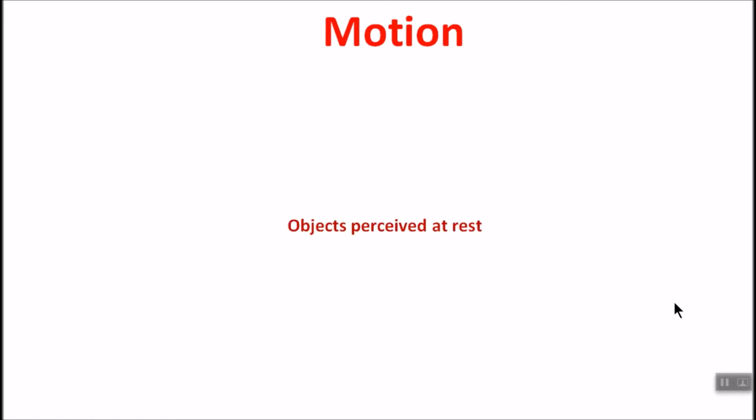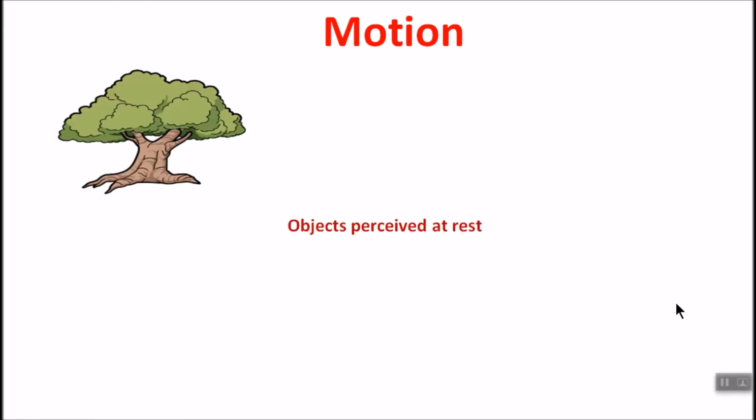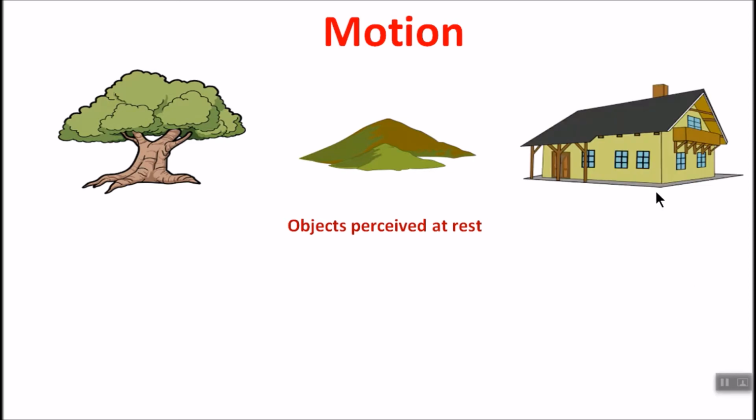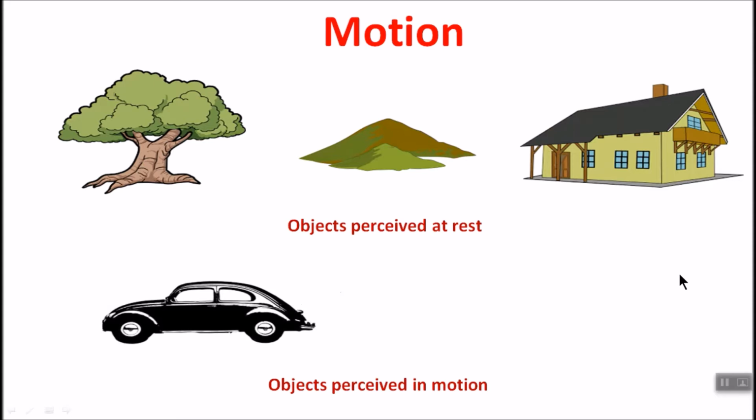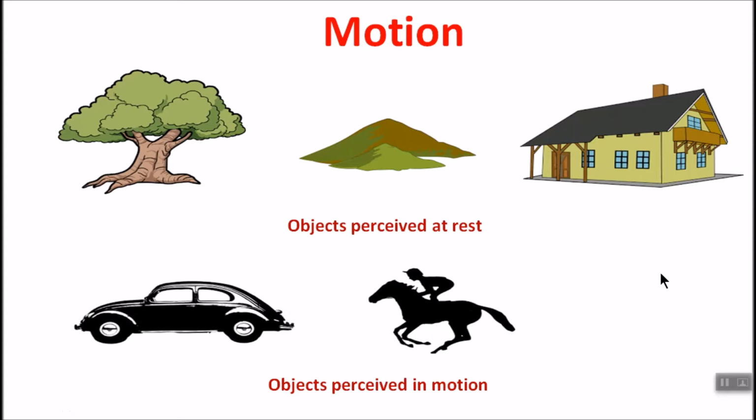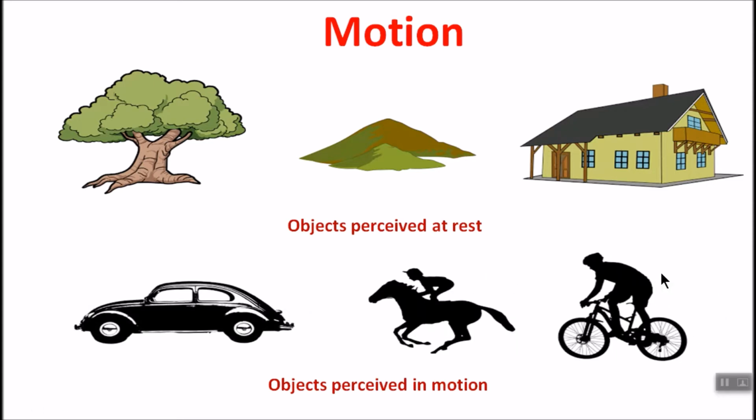Hello everybody. Today we will discuss motion in this lecture. In everyday life, we observe that some objects are stationary while some objects are in motion. There are certain objects which are always perceived at rest, like trees, mountains, and houses. There are objects which we sometimes see in motion, like automobiles, horses, and cyclists, and so on. In general, an object is perceived to be in motion when its position changes with time.